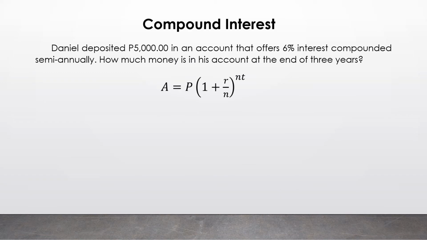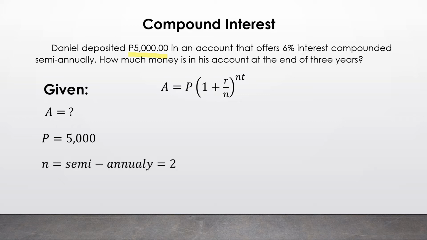So for our solution, using the formula, ang given natin ay the final amount is unknown. We have the principal or the initial amount, which is 5,000 pesos. And our n, since sabi dito semi-annually, that is twice a year. Our rate, which is 6% or 0.06. And our time, which is the number of years, 3 years.